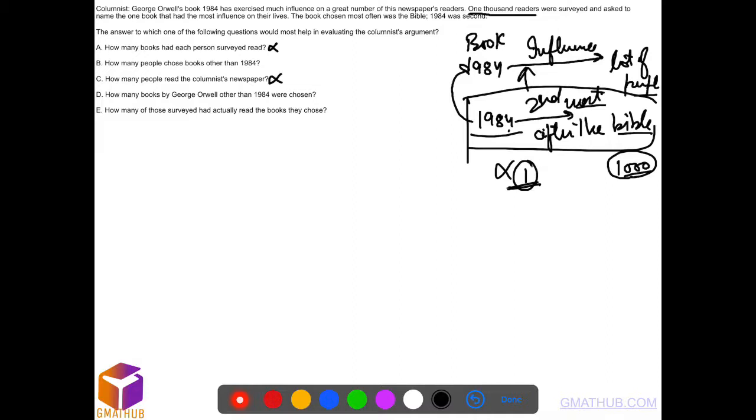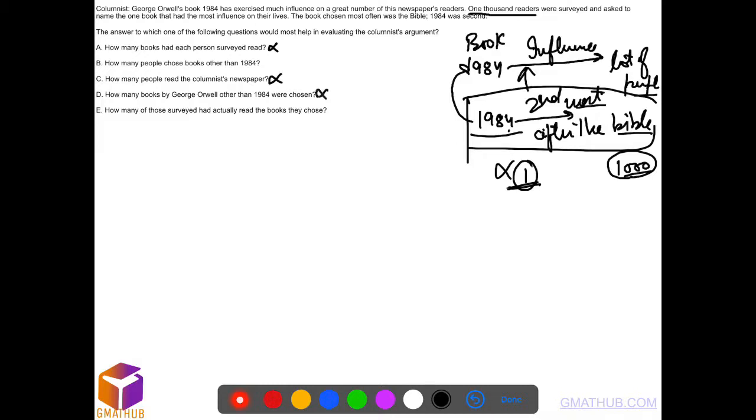How many books by George Orwell other than 1984 were chosen? Doesn't affect. Maybe 10 more books were chosen, maybe only this book was chosen. But we are talking about this book versus books of other authors. So it's not a comparison between the books written only by George Orwell. That's not even the argument.